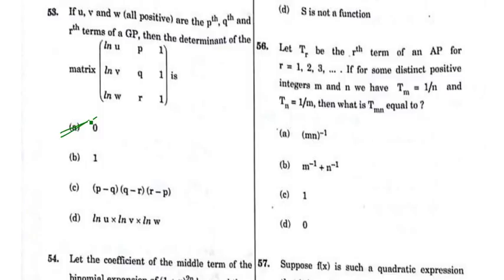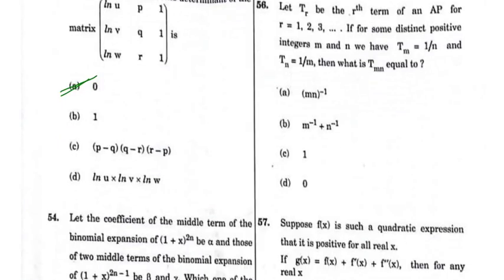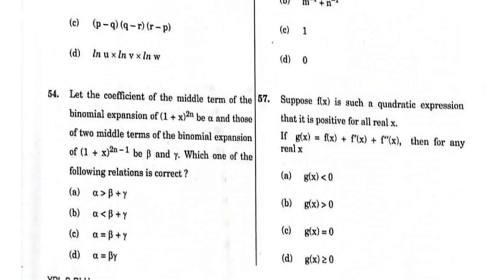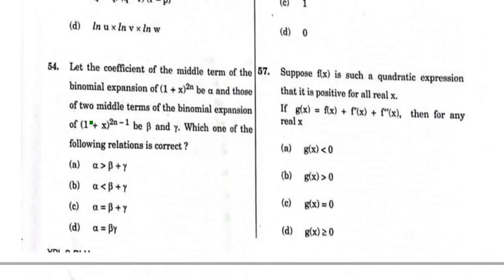Next question is the 54th one. Let the coefficient of the middle term of the binomial expansion of (1 plus x) to the power 2n be alpha, and those of the two middle terms of the binomial expansion of (1 plus x) to the power 2n minus 1 be beta and gamma. Which one of the following relations is correct? So the right answer for the 54th will be C, alpha equal to beta plus gamma.